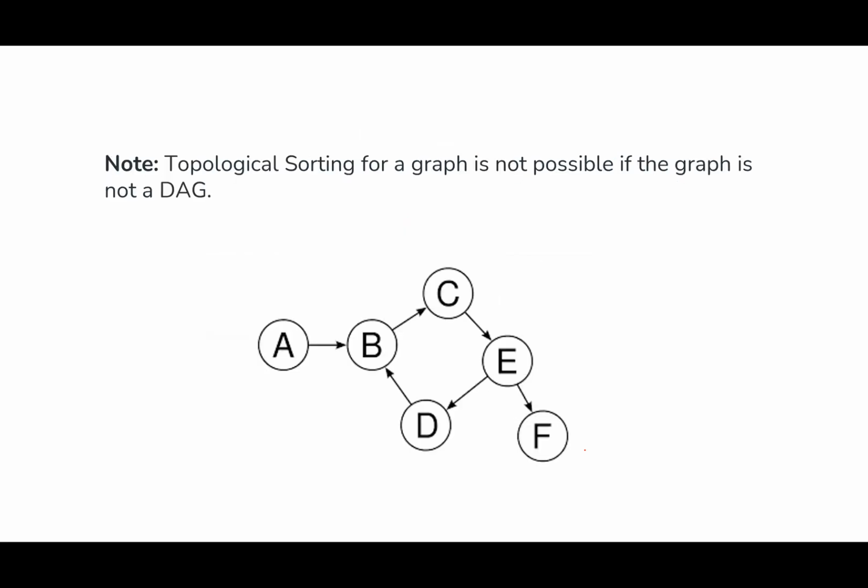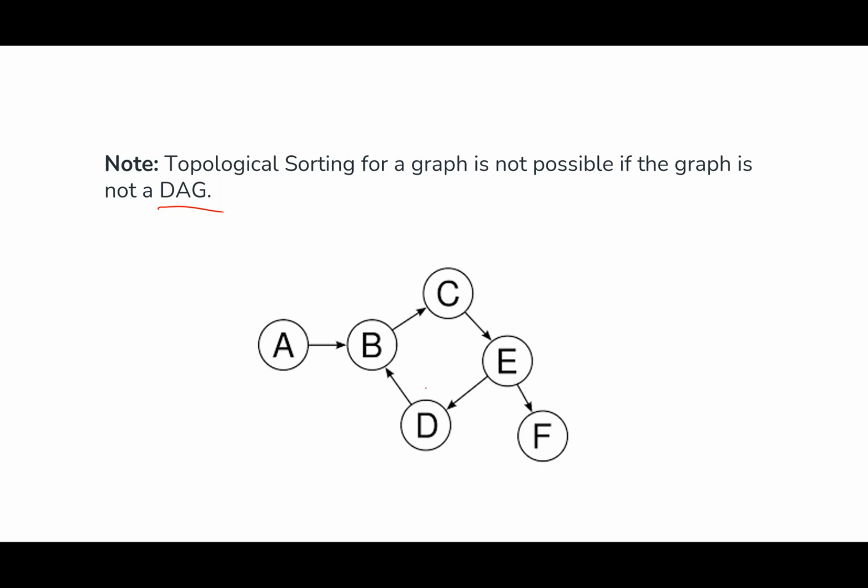Now, one thing is that topological sorting is not possible if the graph is not a directed acyclic graph. First of all, if this is an undirected graph, there is no dependency between the vertices, so undirected graphs are ruled out. And then if there is a cycle, obviously I cannot make any ordering. Let's just look at this graph.